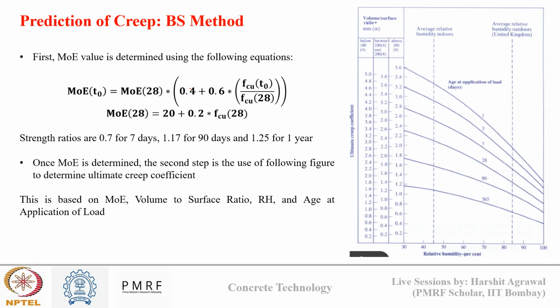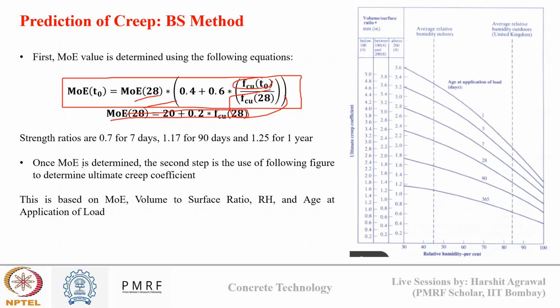So that was the ACI method. Now there is another method for creep prediction proposed by the British standard. Here first the MoE value is determined using the following equations. You can see the equation here. So the MoE of concrete at time t naught is determined using this equation: MoE at 28 days times 0.4 plus 0.6 times strength at t naught upon strength at 28 days. The MoE at 28 days you can determine by this equation.